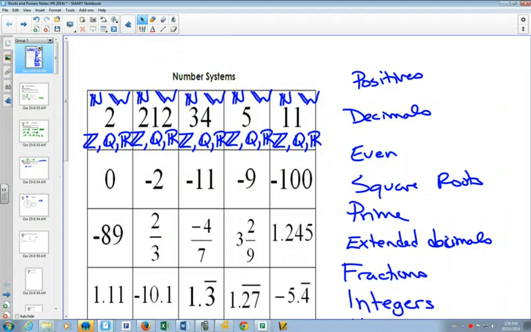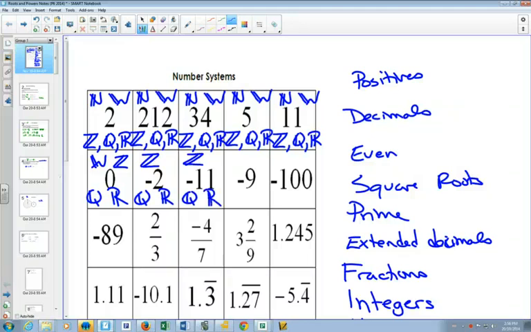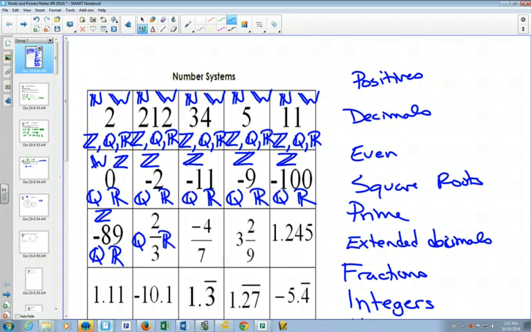How do you do a 0? For 0, it is a whole number, an integer, a rational number, and a real number. Once you get to -2, when you get to 2/3, 2/3 is just a rational number and a real number. Because these ones are just fractions, they can't be reduced.